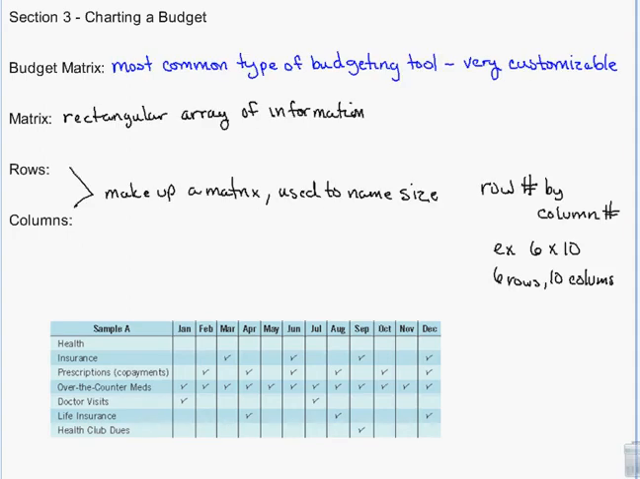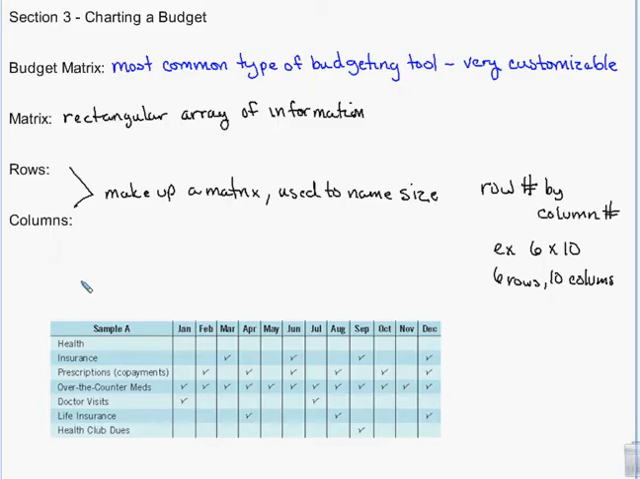So budget matrix is what most people use for their budget. And a matrix is just a rectangular array of information. And you can have a 1-month matrix or a year-long matrix. A matrix is made up of columns and rows, and those are used to name the size of the matrix.